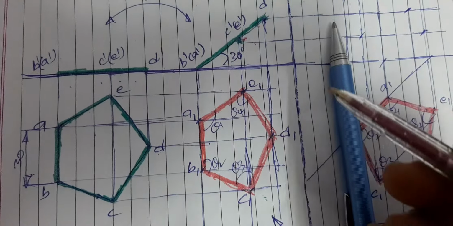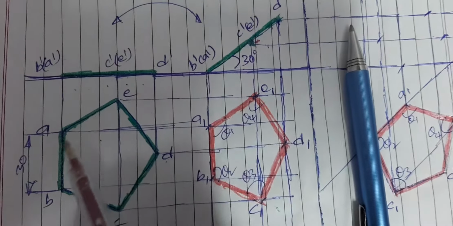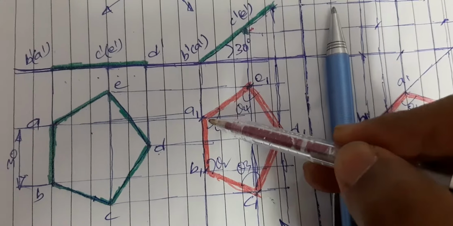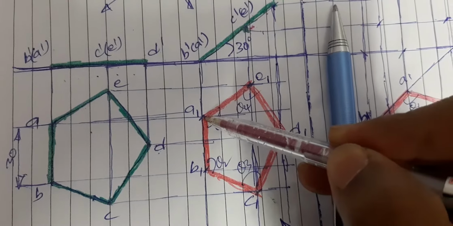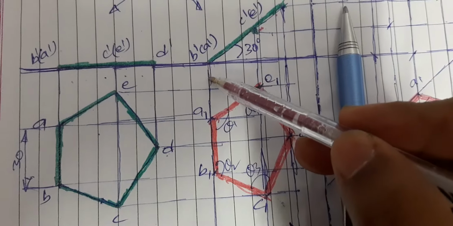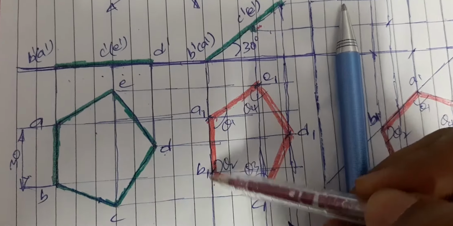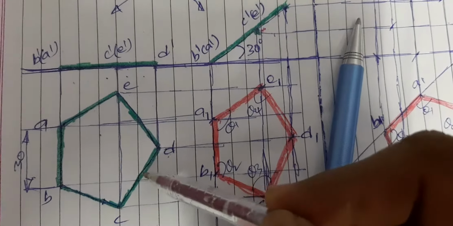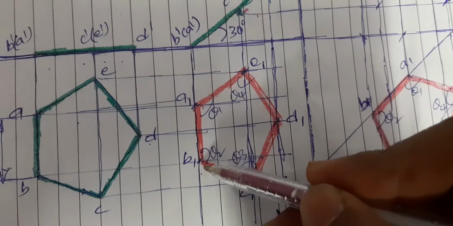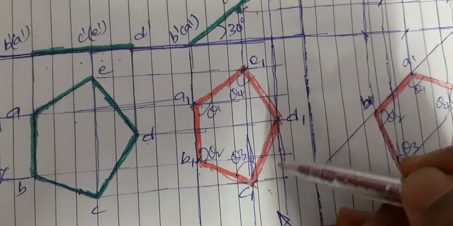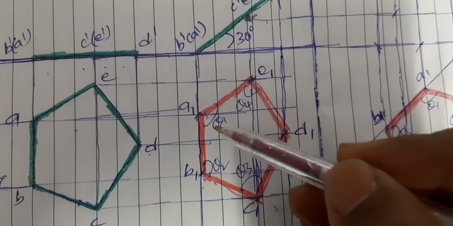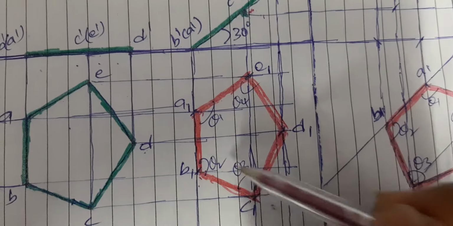And next I identify the intersecting points. The horizontal line drawn from A and the vertical line drawn from A dash intersect here. I just name this point as A1. In the same way, the vertical line drawn from B dash and the horizontal line drawn from B intersect here. I name this point as B1. Likewise, I continued the procedure and got a few more points, and when I join those points, I got the top view like this.